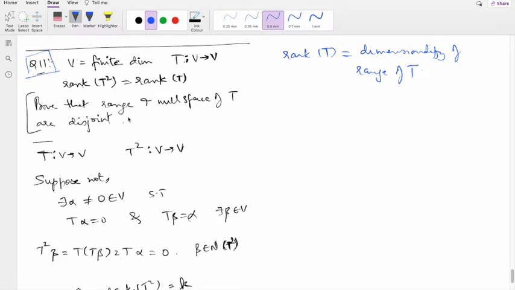Disjoint here in the sense that R of T intersection N of T is just the zero vector, right? So it's not strictly disjoint in set theoretic terms, but it is disjoint in terms of your vector space, because any subspace will have the zero vector as part of it. So the disjointness basically comes from the fact that anything other than the zero vector is not a part of this intersection. Okay, fine. So we want to prove that the range and null space of T are disjoint under this condition that rank of T square is equal to rank of T.